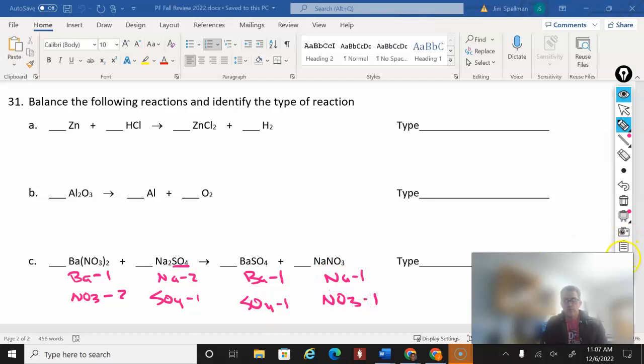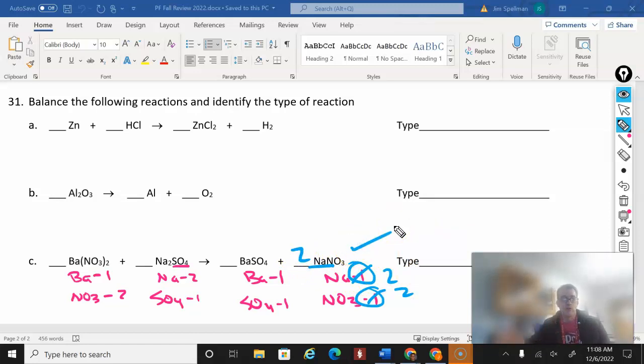I like to go through and circle what I need more of. So if I start with 2 sodiums, I need to end with 2 sodiums. If I start with 2 NO3s, I need to end with 2 NO3s. The only thing I need to adjust is this Na and the NO3. Fortunately, they're already together, so I need to change both of those into a 2. I can do that by putting a 2 there, and that should balance that equation.